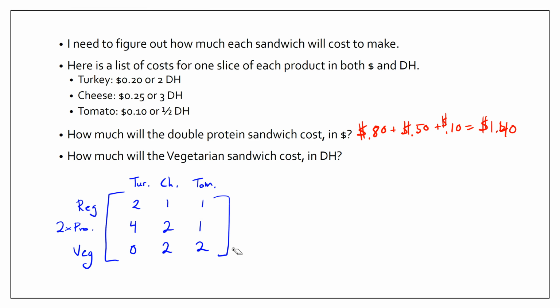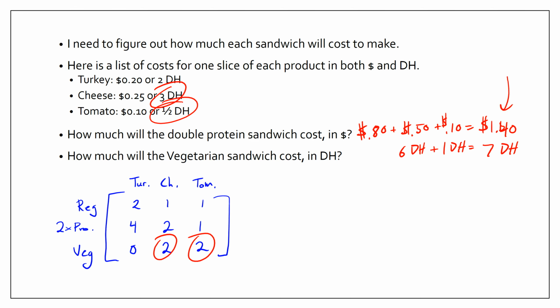Let's just do another quick example. How much will the vegetarian sandwich cost in dirhams? So, okay, turkey, don't need to worry about that. There are no slices. I have 2 slices of cheese, 25 cents each. So again, I have 50 cents. And then for the cheese, oh, sorry, I'm working in dirhams. So it's 3 times 2, so it's 6 dirhams. And then the tomato is 2 slices at half a dirham. It looks like that's going to be 1 dirham. So 7 dirhams total. Okay?